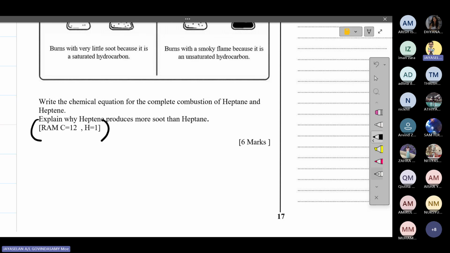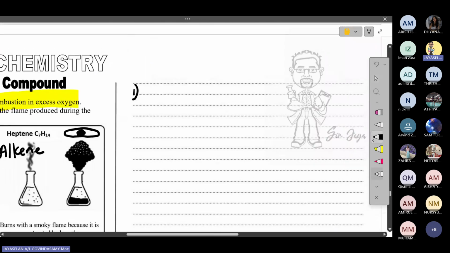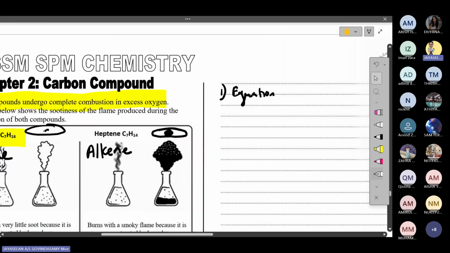Once this comes up, you have to do calculation. Okay, first step, you go to here. I give you the steps and you do. First, the equation. Do the equation for heptane and heptene. Okay, can I do now?